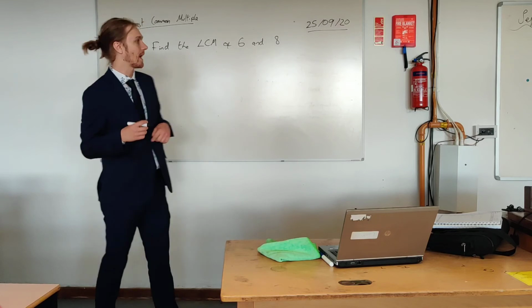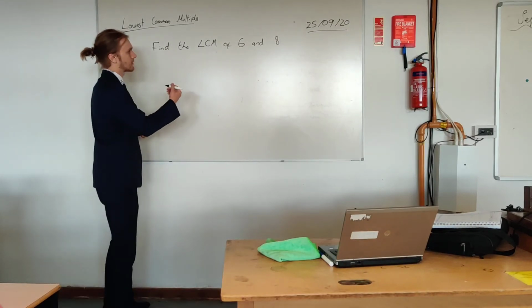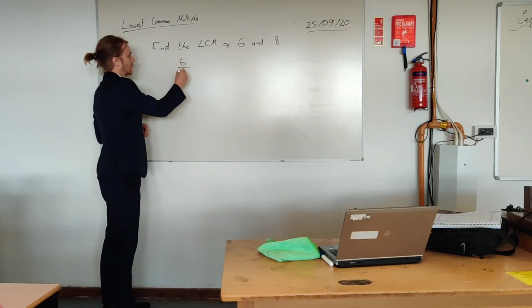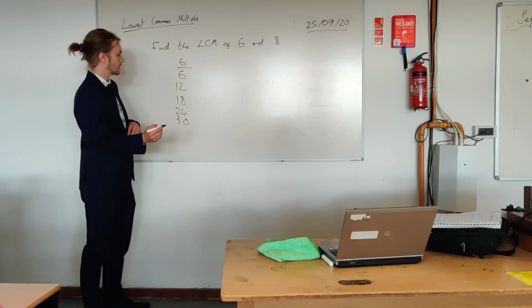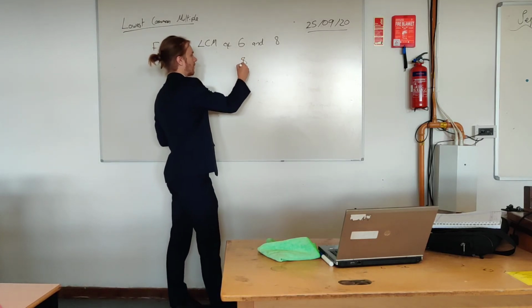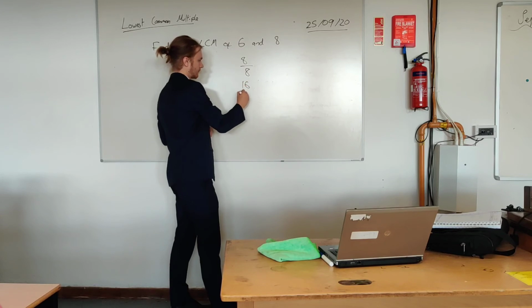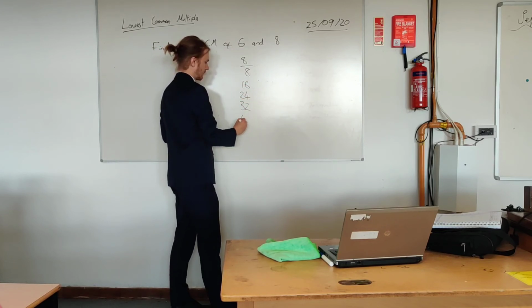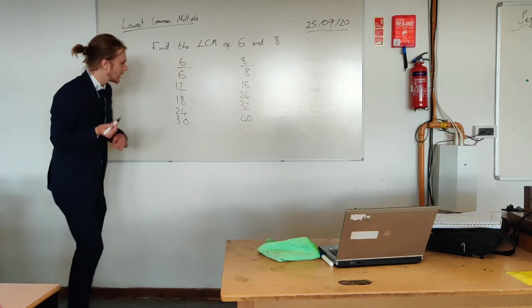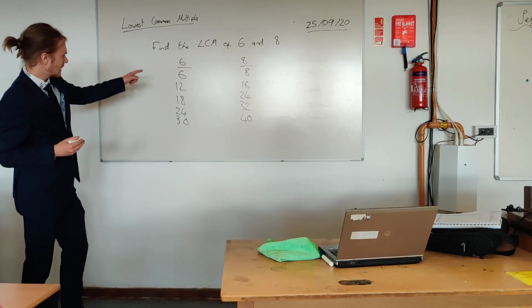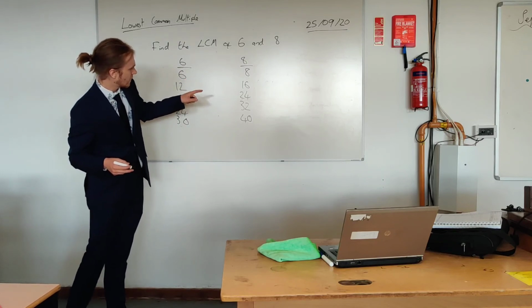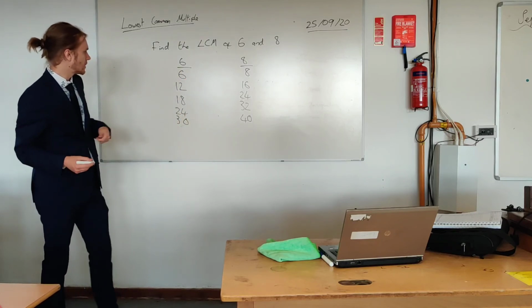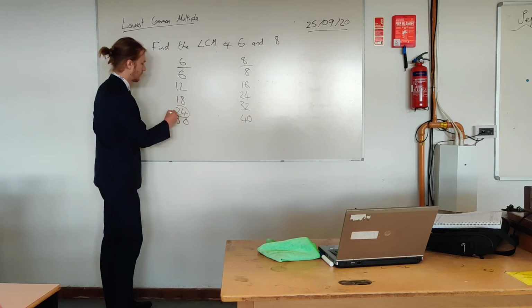Okay, hopefully you've had a go at that now. I'm going to start with my multiples of 6. I'm just going to do the first few: 6, 12, 18, 24, 30. And then my first few multiples of 8. And I'm going to have a look at my first few multiples. 6, 12, 18, 24, 30. 8, 16, 24, 32, 40. And I do have one in common, it's 24.